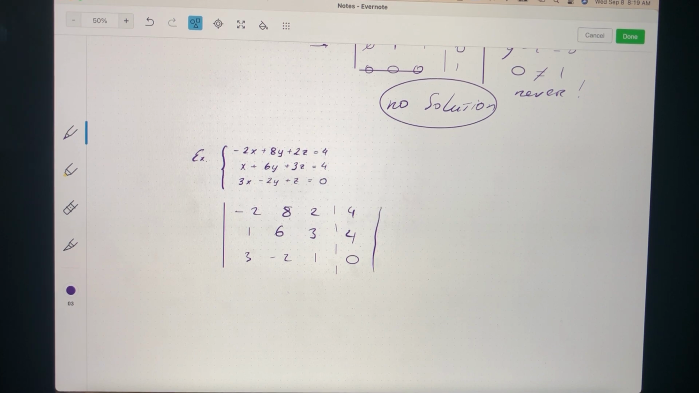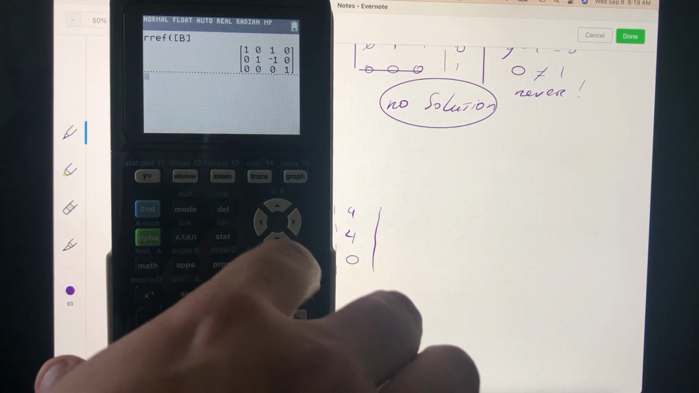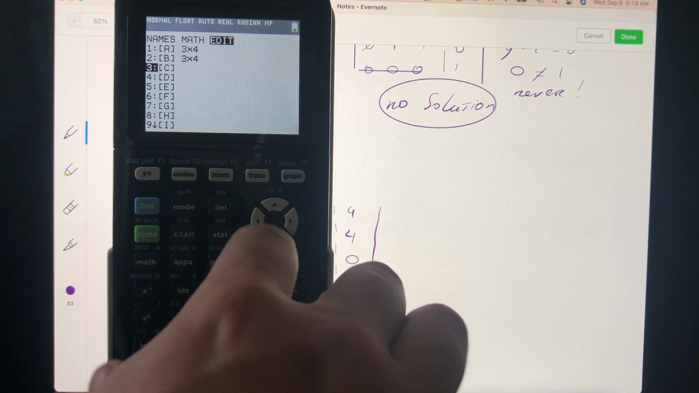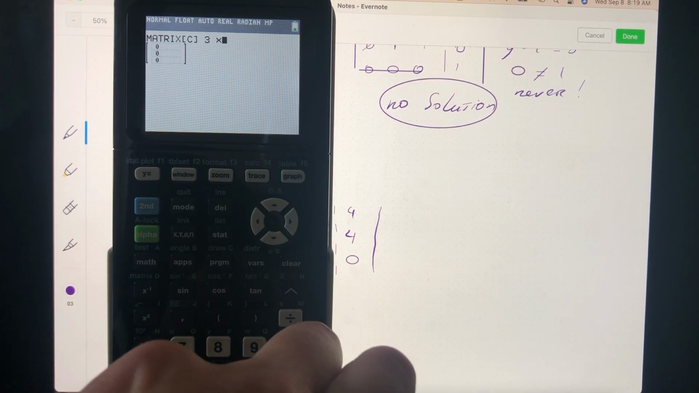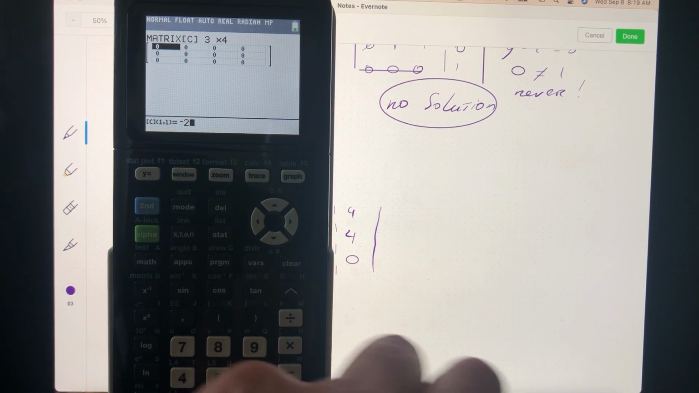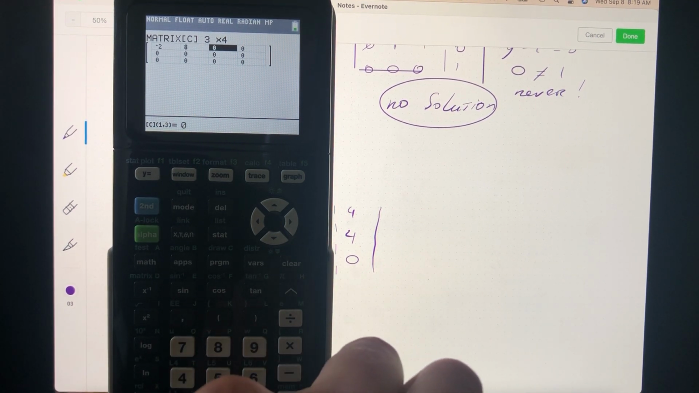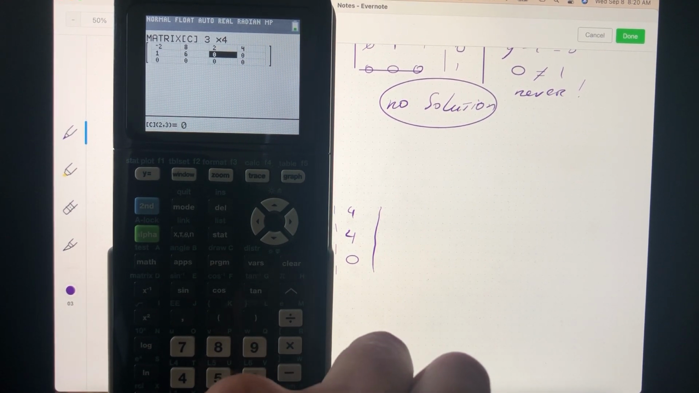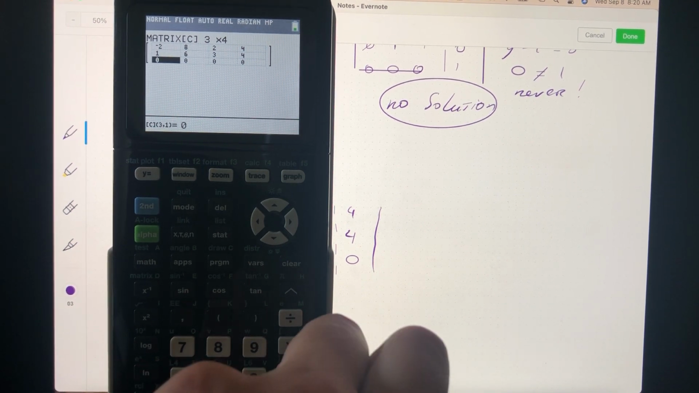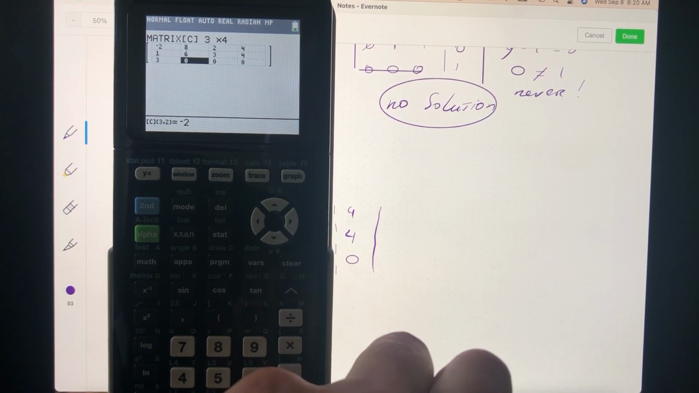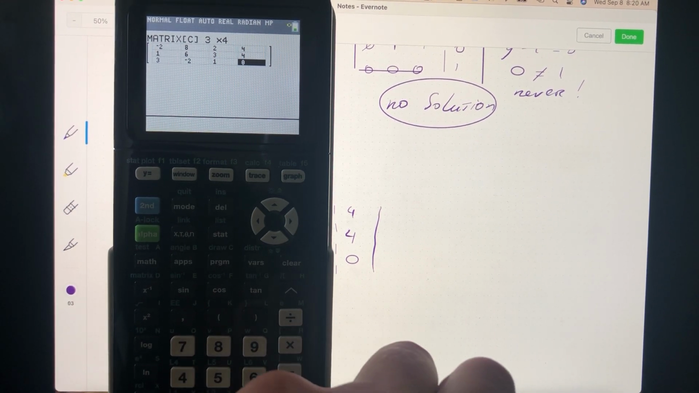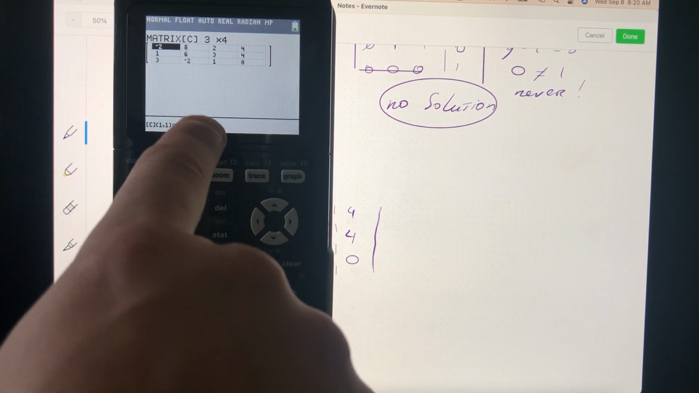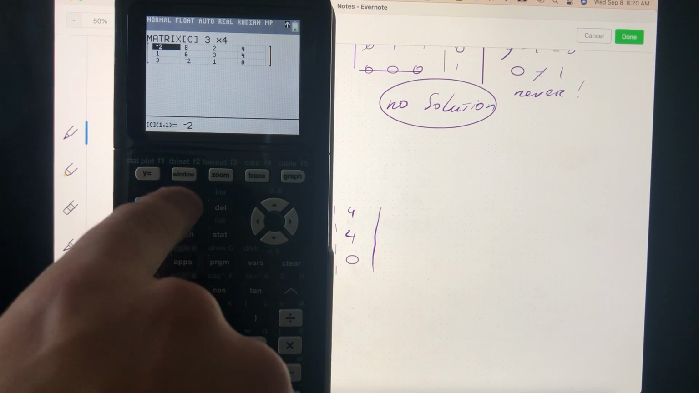Let's put it into the calculator and see what answers we're going to get. Clear. Go to the matrix. Let's edit choice C. Once again, it is 3 by 4. Type in the entries. Negative 2, 8, 2, 4, 1, 6, 3, 4, 3, negative 2, 1, and 0. Quickly checking. Negative 2, 1, 3, 8, 6, negative 2, 2, 3, 1, 4, 4, 0. That looks right.